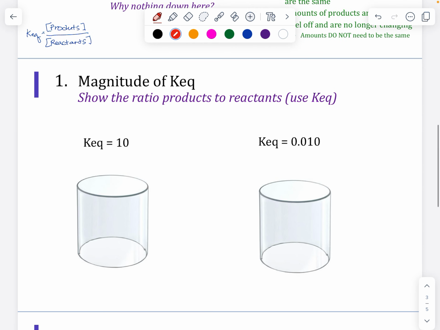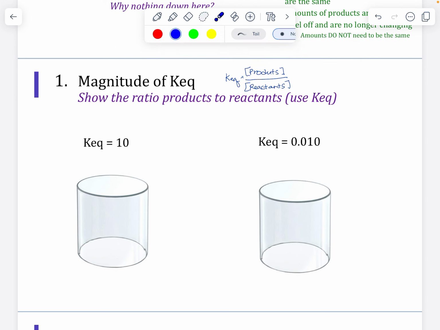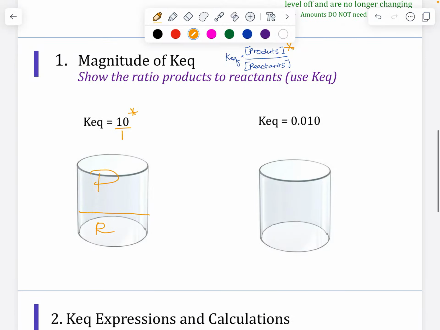What does the magnitude of our KEQ tell us? Well, it's showing that ratio of products to reactants. So our KEQ is products over reactants. If our KEQ is 10, that's like saying 10 over 1. That means that whatever's in the top, my products, is going to be favored. And so I would have more products than I have reactants. So something with a KEQ of 10 would be product favored.